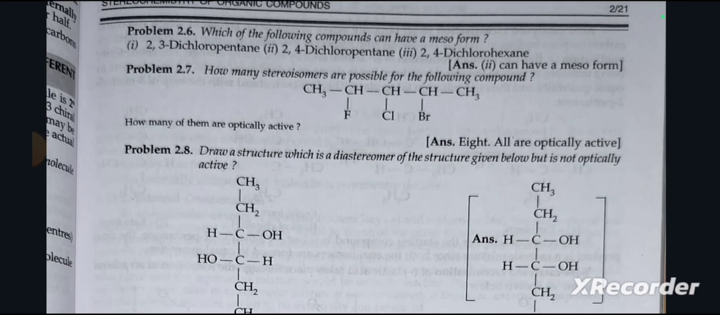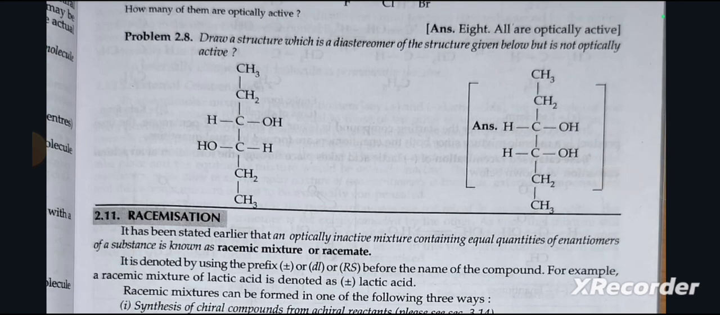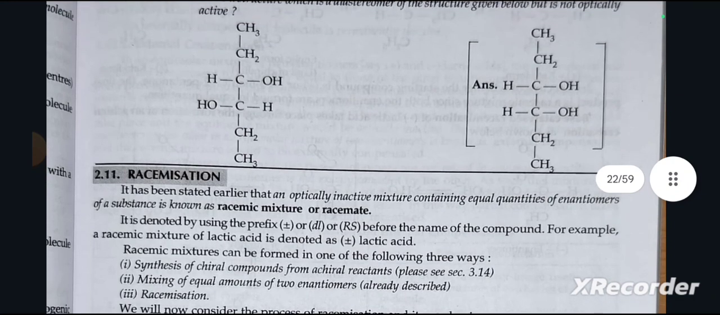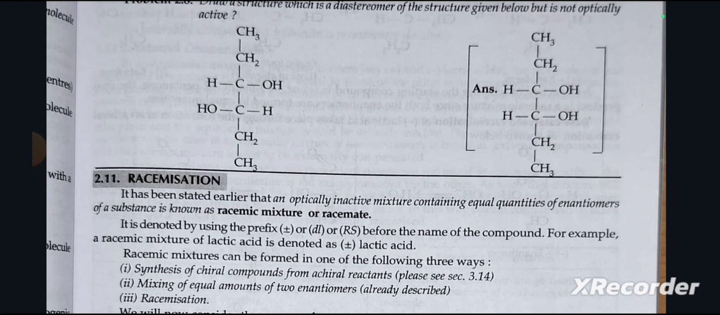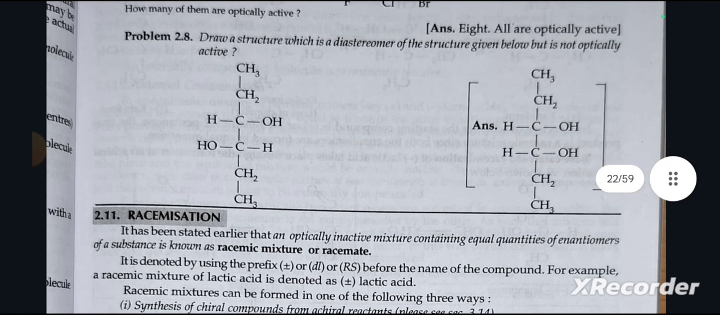Problem 2.6. Which of the following compounds can have a meso form? First, 2,3-dichloropentane. Second, 2,4-dichloropentane. Third, 2,4-dichlorohexane. Answer: second can have a meso form. Problem 2.7. How many stereoisomers are possible for the following compound? CH3CHFCHClCHBrCH3. How many of them are optically active? 8. All are optically active. Problem 2.8. Draw a structure which is a diastereomer of the structure given below but is not optically active. CH3CH2CHOHCHOHCH2CH3. Answer: CH3CH2CHOHCHOHCH2CH3.